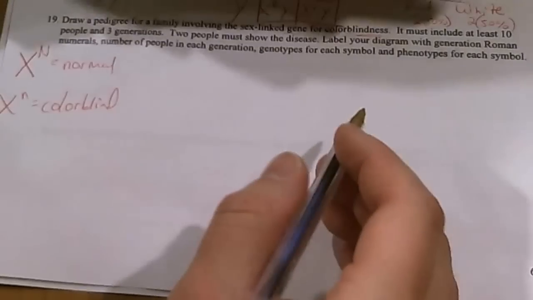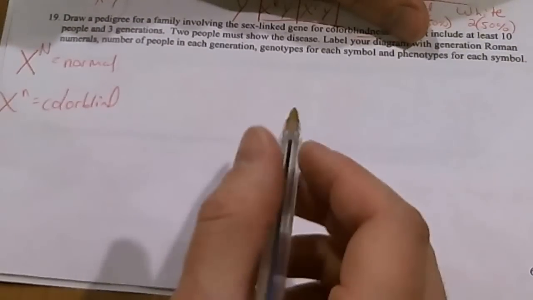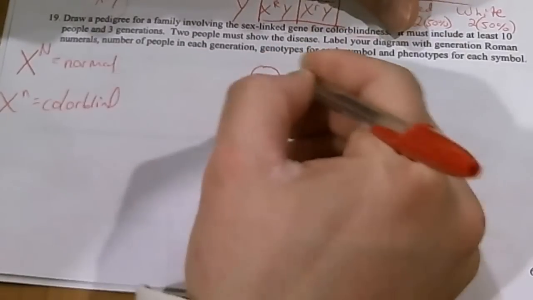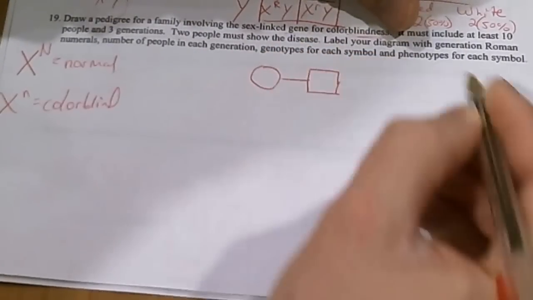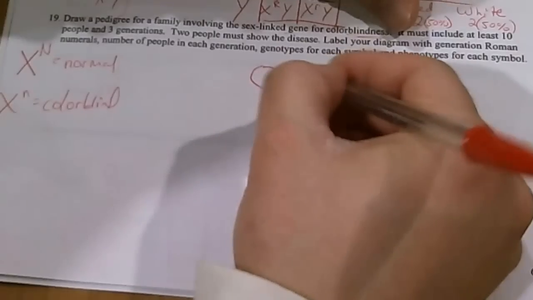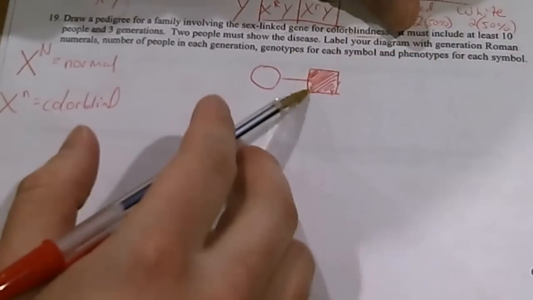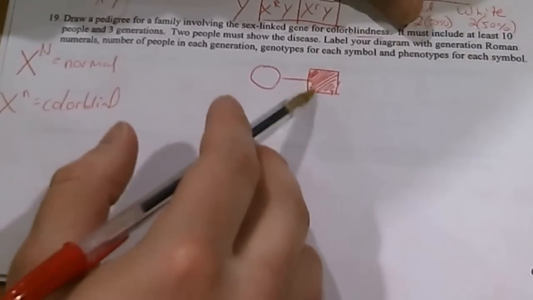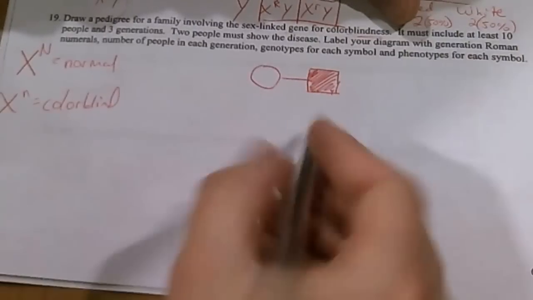And now I'm going to go ahead and give you guys a pedigree here that we're going to sort of figure out on our own. But let's say that we have a female and a male, and the male is colorblind. When we shade in circles or squares, it represents that that is a person that's affected by the certain recessive disorder. In this case, it is colorblindness.